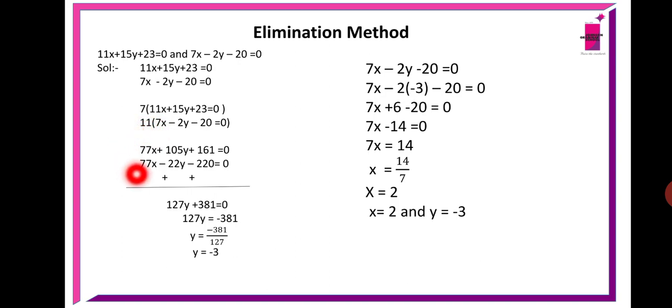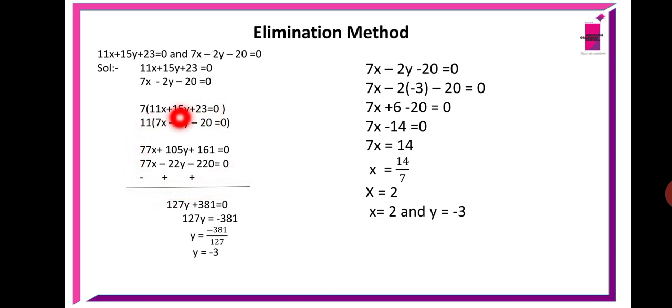Now the coefficients are the same in nature, that is, they are both positive, so we are going to subtract. If both are negative also, we are going to subtract. If one is positive and one is negative, with equal coefficients, then we are going to add. Here they both are positive, so we are going to subtract.